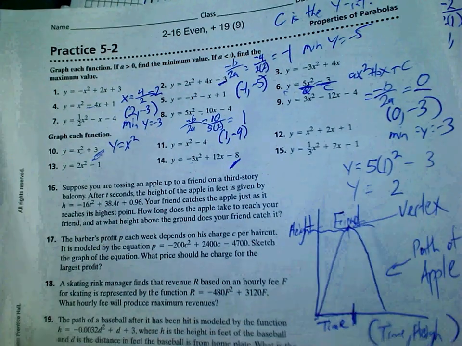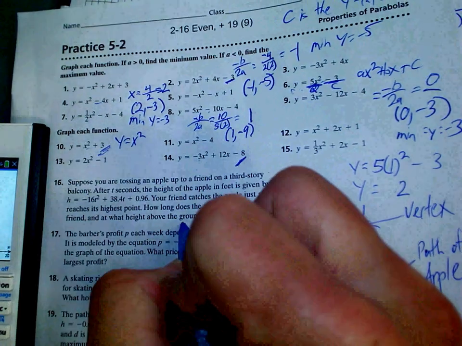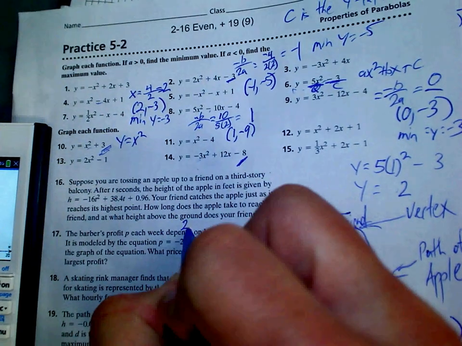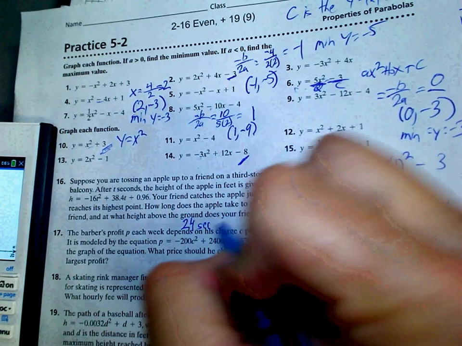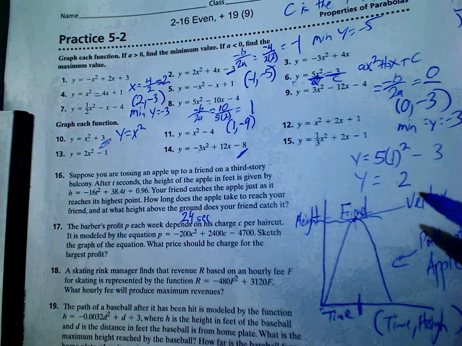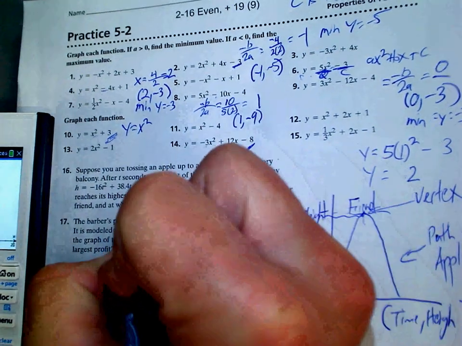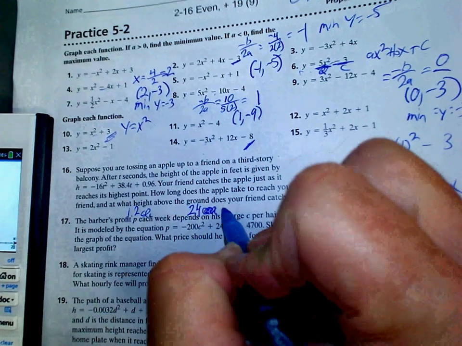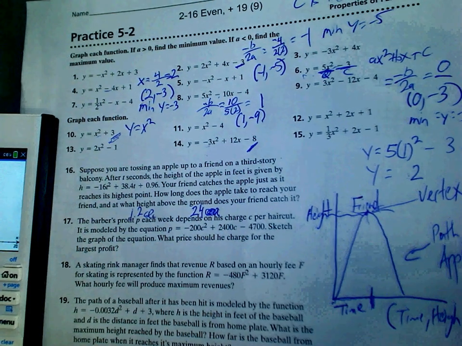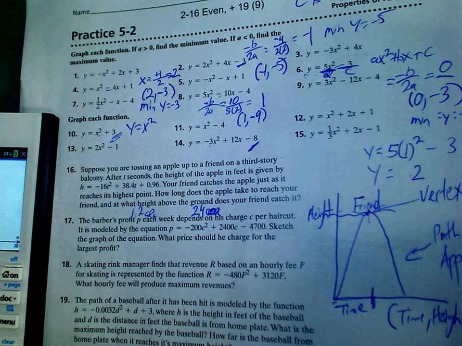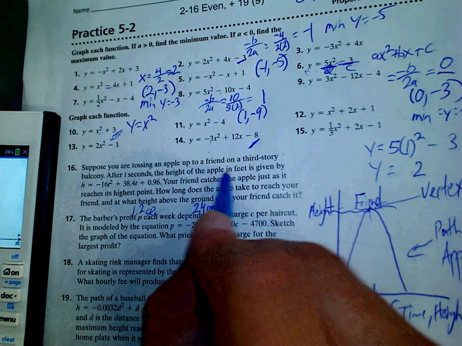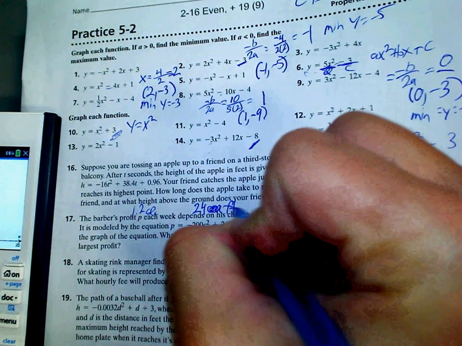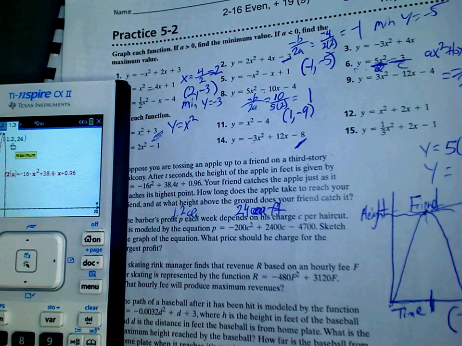All right, so the question is, how long did it take? 24 seconds. And it said at what height? Are we talking feet here? Oh yeah. 1.2 seconds and 24. We're talking feet here. Does it ever say? Oh yeah, the height of the apple in feet. Yeah, 24. I'm amazed by two things: that a third-story building is only 24 foot tall, and that they can do this. 1.2 seconds at 24 feet.